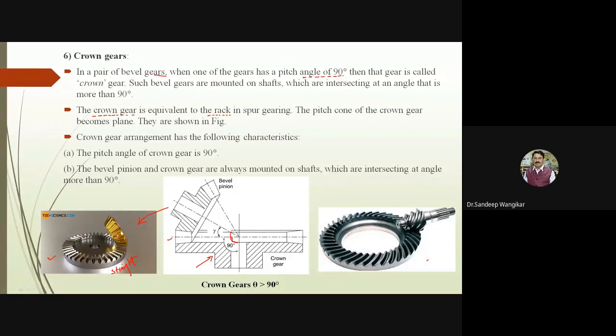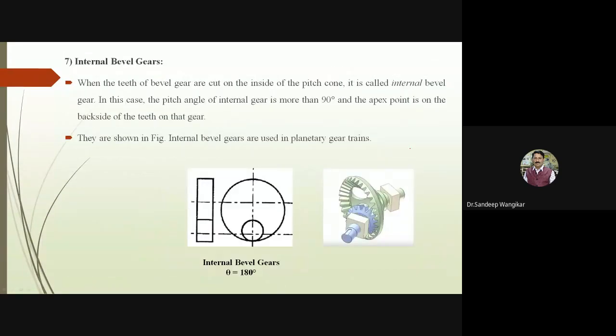The pitch angle of the crown gear is 90 degrees, and the bevel pinion and the crown gear are always mounted on shafts whose intersecting angle is 90 plus gamma. So it is always more than 90 degrees. The intersecting angle theta should always be greater than 90 degrees. This we will call the crown gear.